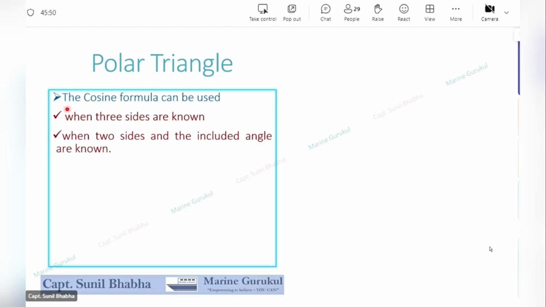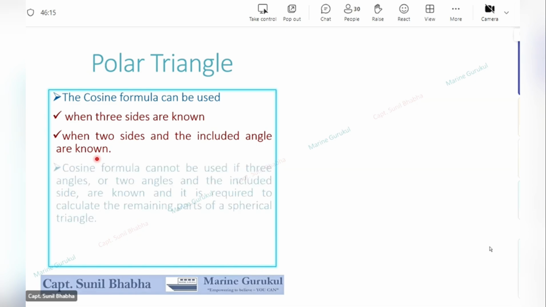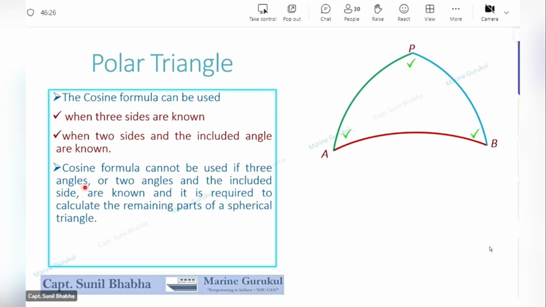Now we are aware that the cosine formula can be used in 2 situations, in 2 conditions. One, when all the 3 sides of a spherical triangle are known to us. And second, when any 2 sides of a spherical triangle and the included angle is known to us. Cosine formula can be used only in these 2 scenarios. Now cosine formula cannot be used if we know 3 angles of a spherical triangle.